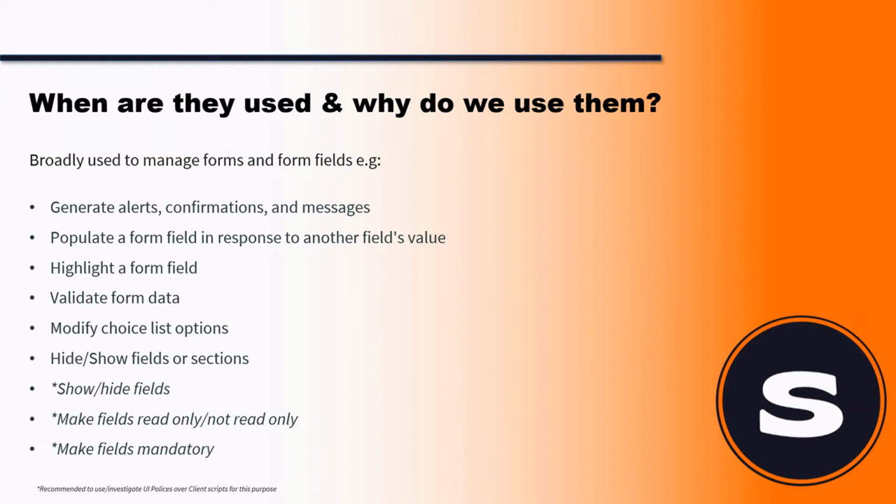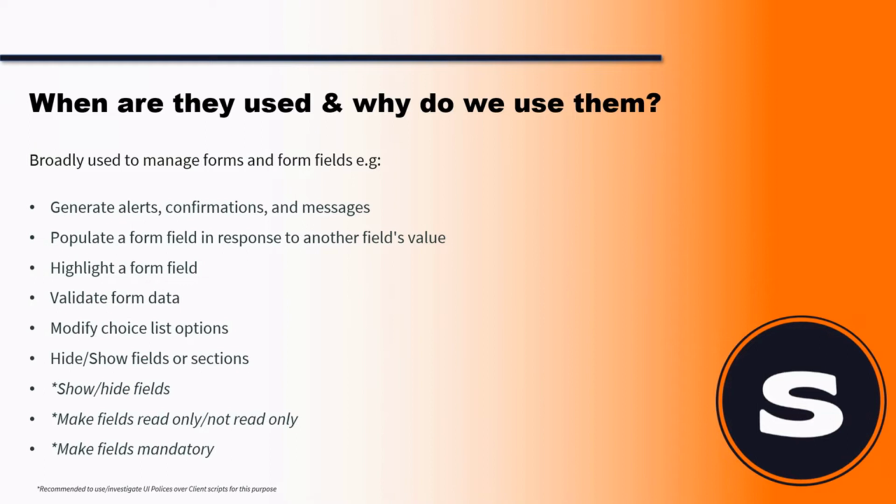We can validate form data. So we can get people to enter data into a particular field and perhaps do some validation against it, and create an alert or a message. We can use it to modify choice list options. So again, if you think about state being a choice list, it's the only one that's coming to mind at the moment, we can use client scripts to modify what's in that choice list based on where we are in the process, perhaps. We can use it to hide and show fields or sections.